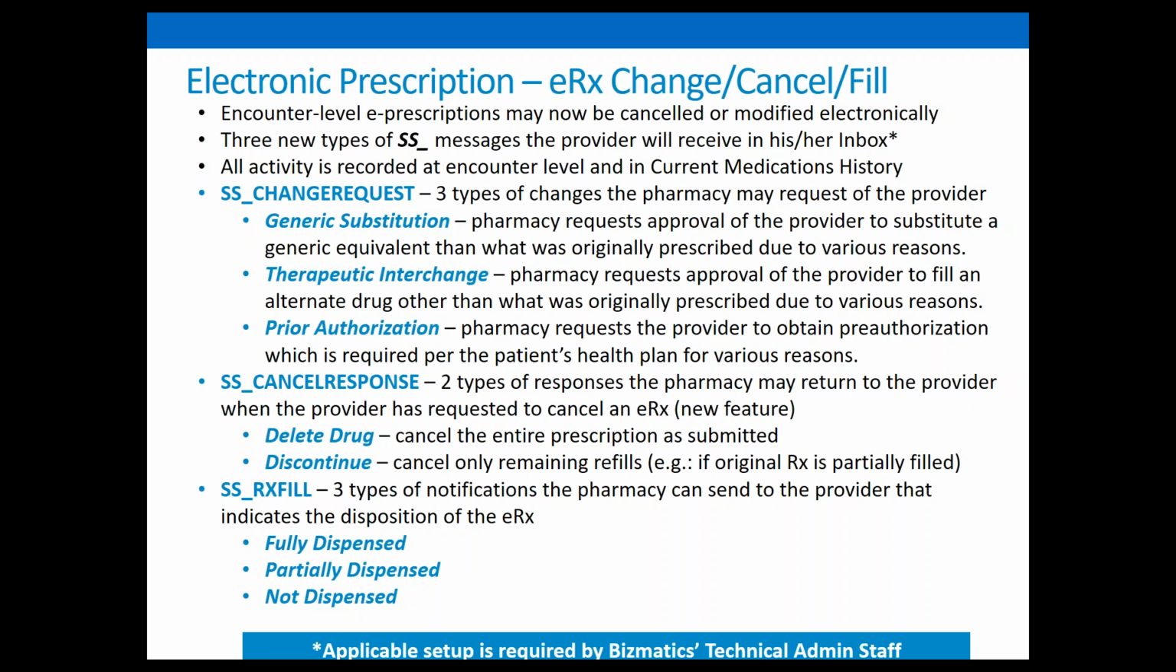Now, these 3 message types are change request, and there's 3 types of those that the pharmacy can send back to the provider. So the workflow is the provider sends an e-prescription to a pharmacy. The pharmacy now wants you to change it before they dispense it. And there's 3 types of those. There's a generic substitution, a therapeutic interchange, or a prior authorization.